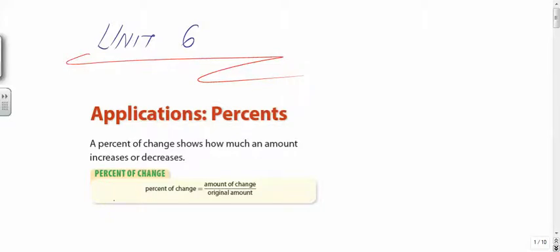First thing, when you talk about a change in any given amount, in order to find the percentage of that change, either an increase or decrease, you will divide the amount of change by the original amount. Okay? That's the simplest way to put it. But you know what? Let's solve a problem.